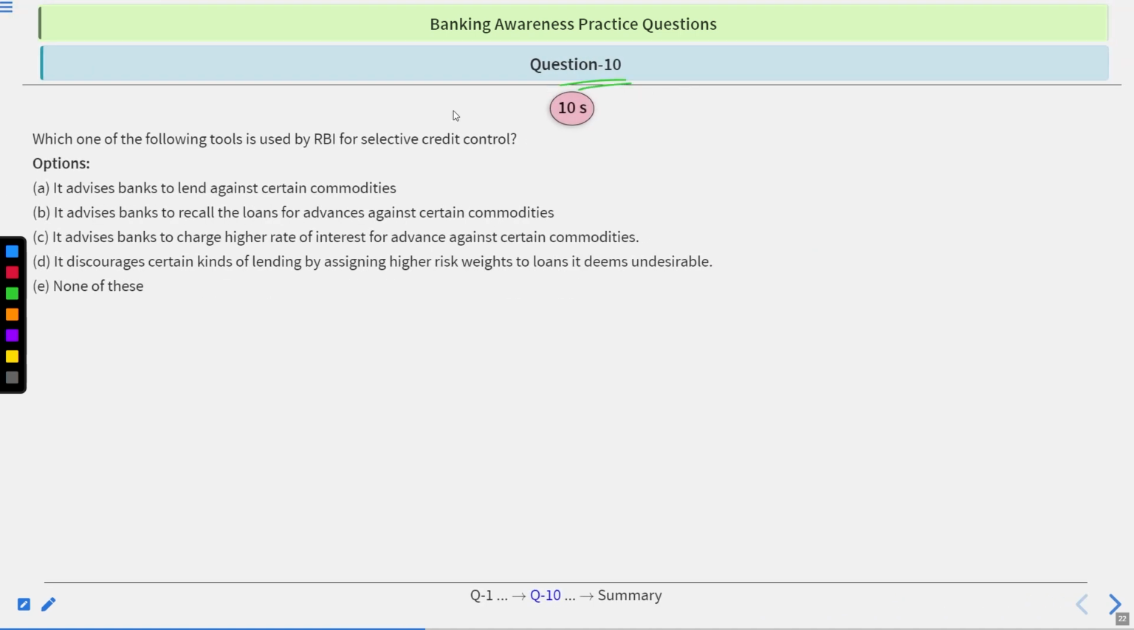Question number 10. Which one of the following tools is used by RBI for selective credit control? It advises banks to lend against certain commodities, advises banks to recall the loans for advances against certain commodities, advises banks to charge higher rate of interest for advances against certain commodities, discourages certain kinds of lending by assigning higher risk weights to loans it deems undesirable. None of these. To answer this, again 10 seconds you have, time starts now.